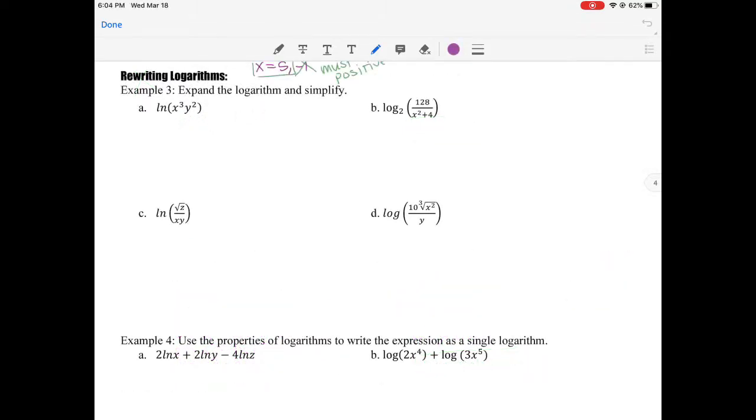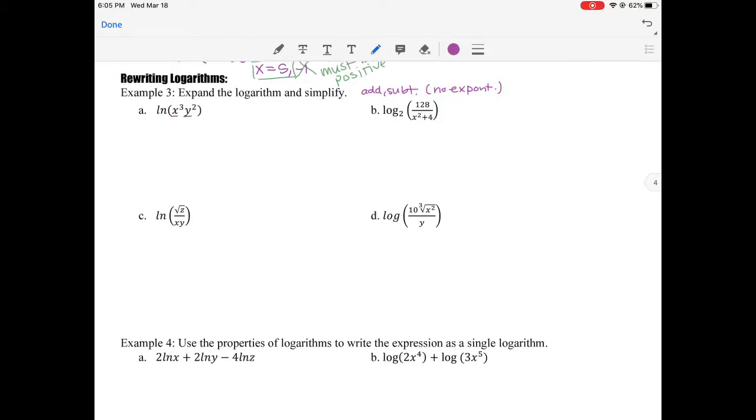All right, now for expanding or rewriting logarithms. So whenever we expand, we want everything in terms of addition and subtraction, and we want no exponents. So let's try that. So here we are multiplying two things. So our log rule is if we're multiplying, we can go ahead and add natural log of x to the third plus natural log of y squared.